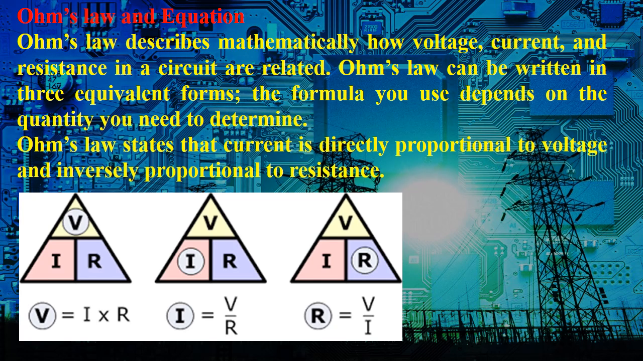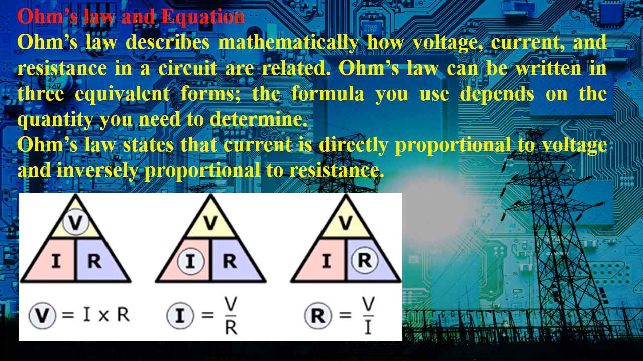The first one, when you want to work out voltage: voltage is equal to current times resistance. When you want to work out current: current is equal to voltage over resistance. And when you want to work out resistance in a circuit, given voltage and current, resistance is equal to voltage over current. So it depends on which quantity you want to work out in a circuit.